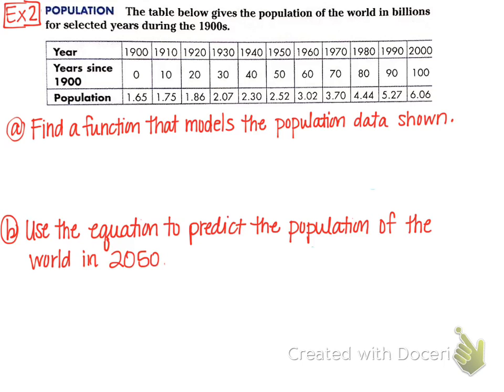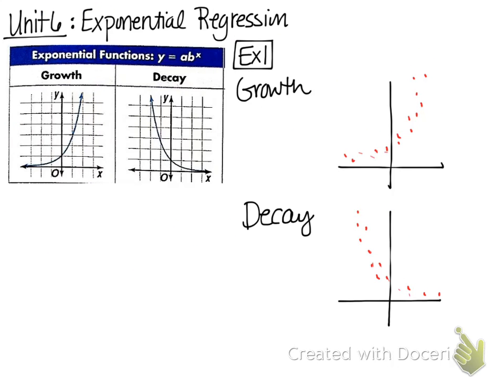Okay, once you get them in L1 and L2, we're going to set our window. So go to window. Our smallest x value is 0, so we need to set our x min to something smaller than 0. So I did -1. We need to set our x max to something bigger than 100, so you can just do 101. Now our smallest y value is 1.65, so set our y min to 1. And our biggest y is 6.06, so let's set our y max to 7. Now press graph. Now if you take a look at it, we can look back at the previous slide and decide, do we have an exponential growth or decay model? We actually have a growth model because we're going up from left to right.